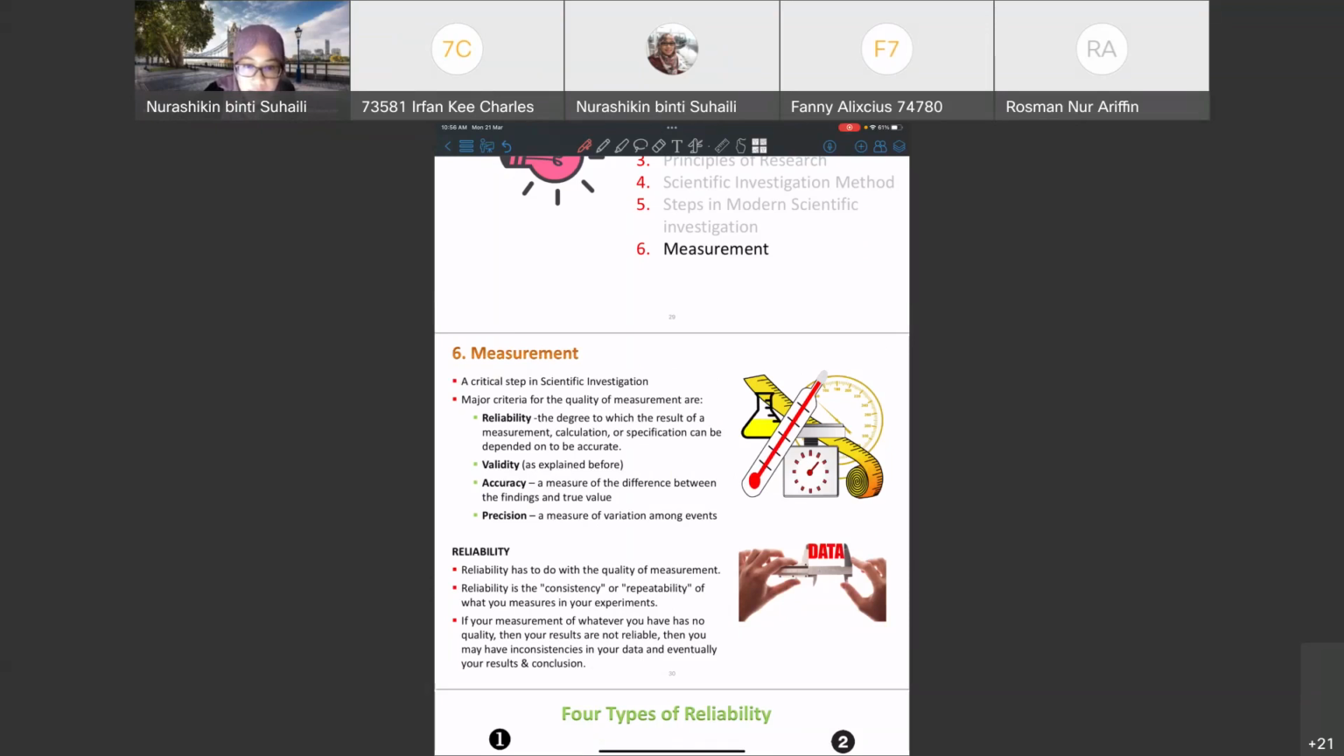Reliability has to do with the quality of measurement. It is the consistency or repeatability of what you measure. Reliability is about how reliable it is. For example, we can relate it to the equipment that we use. How do you know whether the equipment is reliable or not? Sometimes some of the equipment needs to be, what do they call it, what's the name?